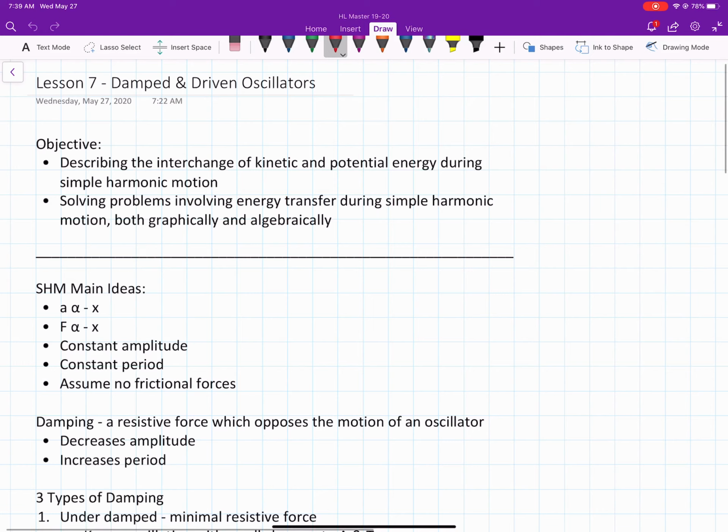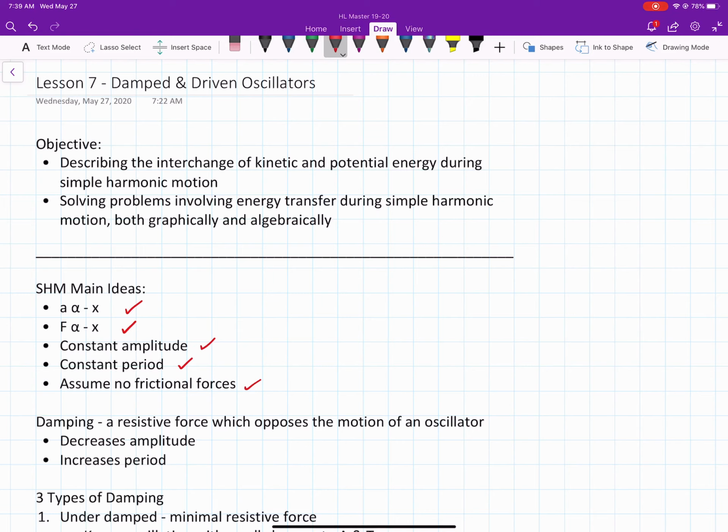One of them is that the acceleration is proportional to the displacement and in the opposite direction. And since force and acceleration are proportional, we can say the same thing for force. It's also proportional to displacement and in the opposite direction. We know that simple harmonic oscillators have a constant amplitude and a constant period, and we're always assuming that there's no frictional forces when we're dealing with simple harmonic motion.